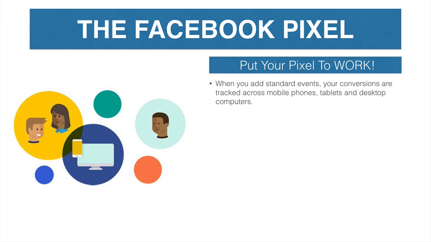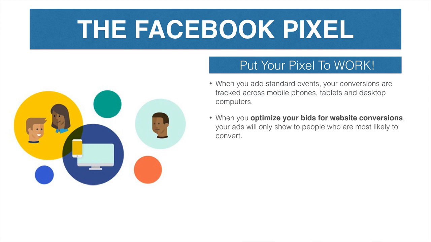All right, so you can use these things called standard events, and you can add standard events to your conversions, and these are tracked across mobile phones, tablets, and desktop computers, okay? And when you do this, your conversions are going to be tracked across all devices. So this is going to work on mobile phones, computers, everything. And we're going to talk more about that in a second.